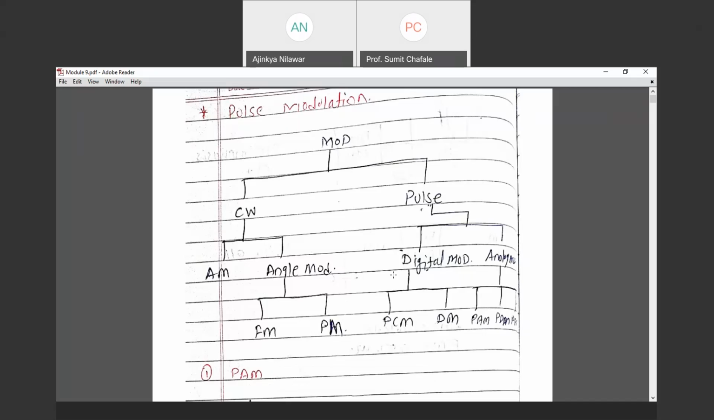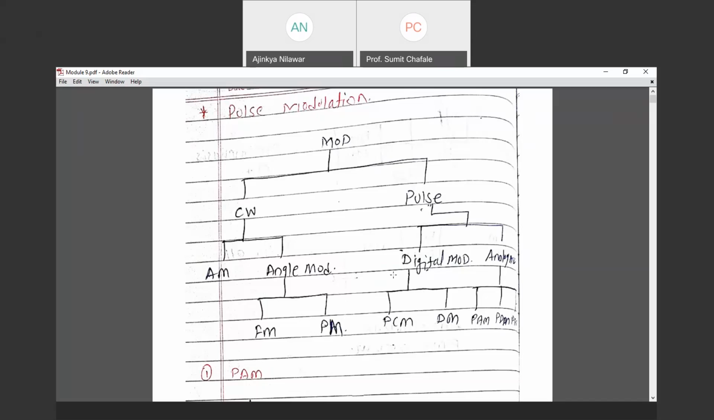It's simple. If the input to the system is a sine wave, then it is analog communication. What matters is the waveform present inside the channel. If inside the channel, that means from transmitter to receiver, communication happens with the help of a sine wave and carrier wave, then it is analog communication. If the communication between transmitter and receiver happens with the help of digital signals, obviously we have only two digital signals, 0 and 1.